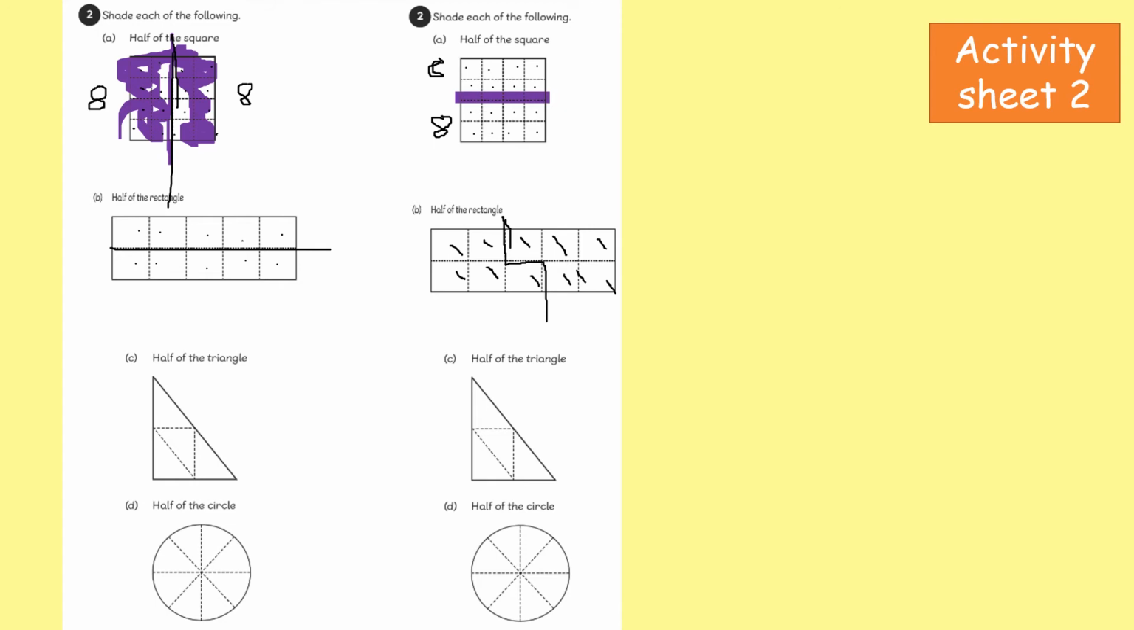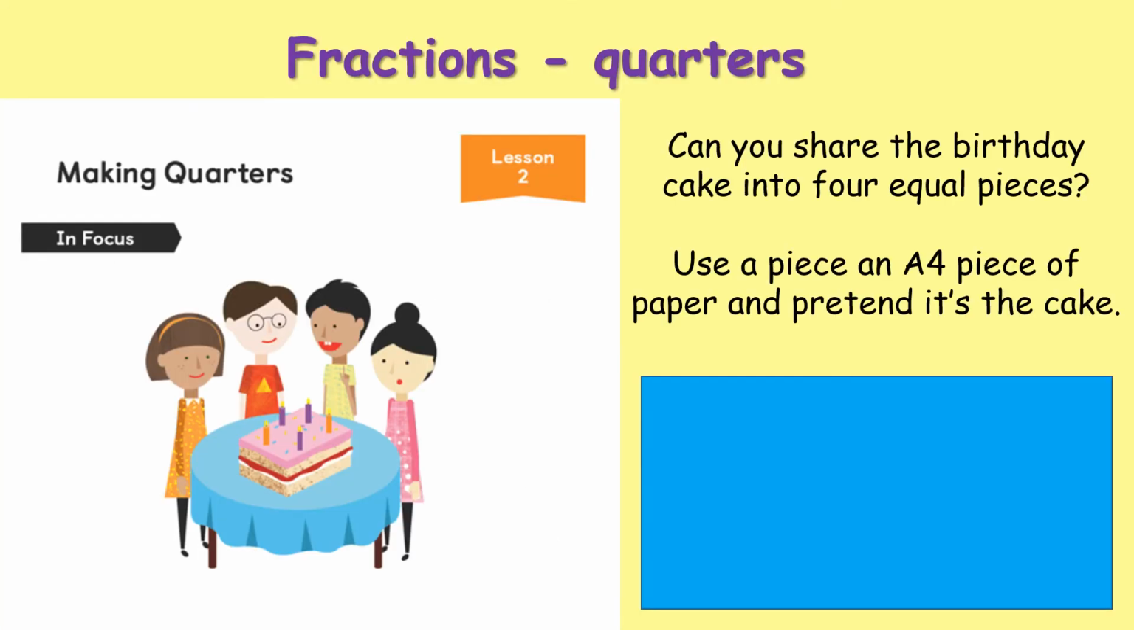Right, half of a triangle. Hi, children. Okay, so we're going to move on to the next part of our maths lesson today. We've just looked at halves. When you can cut a shape into 2 equal pieces, 2 pieces that are exactly the same. Now we're going to look at quarters.